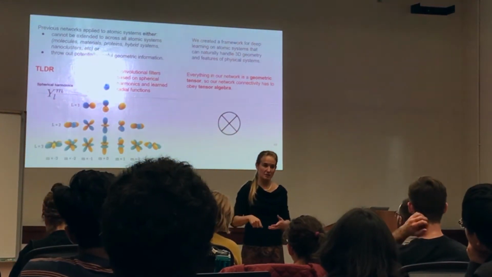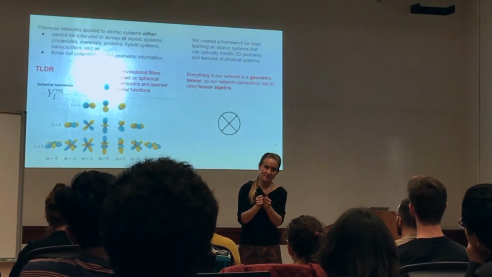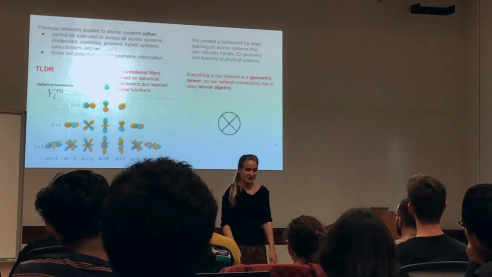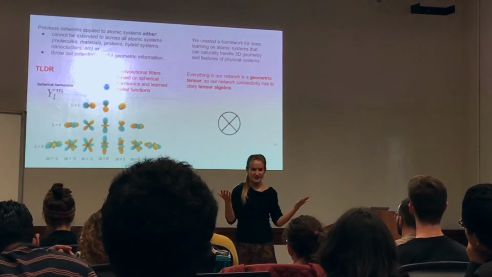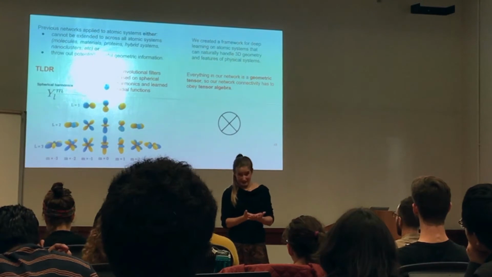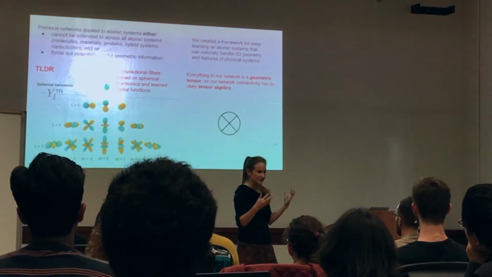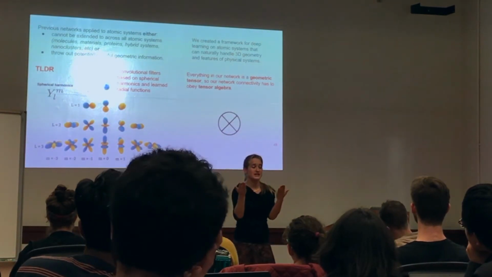This means that everything in our network, so not just our filters, but the input also carries L and M indices. And this makes things a little complicated because then you might ask, okay, I've got this tensor and this tensor. If I want to combine them, I just multiply them, right? Not really. And the reason for this is that you actually need to obey something called tensor algebra. So what is tensor algebra, or more generally, what's a tensor product?